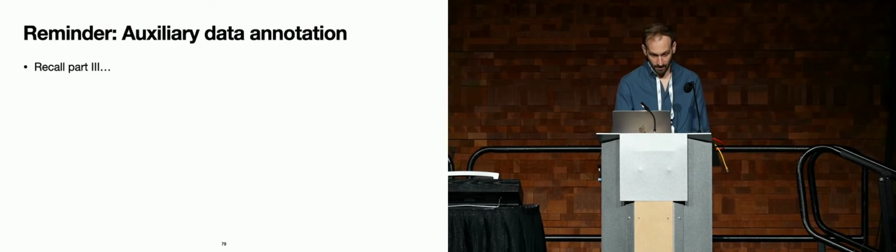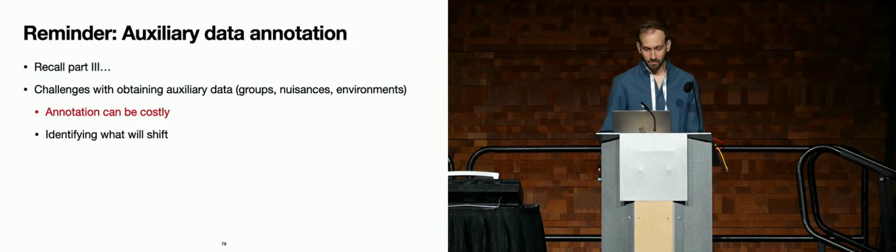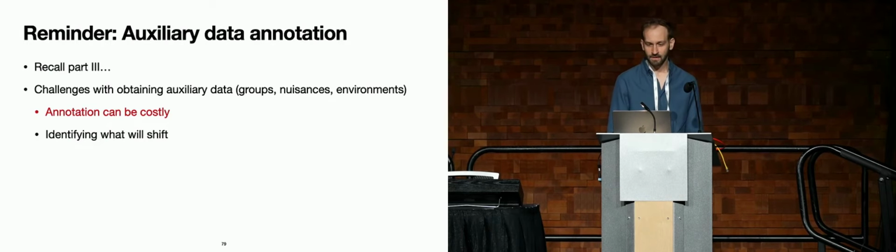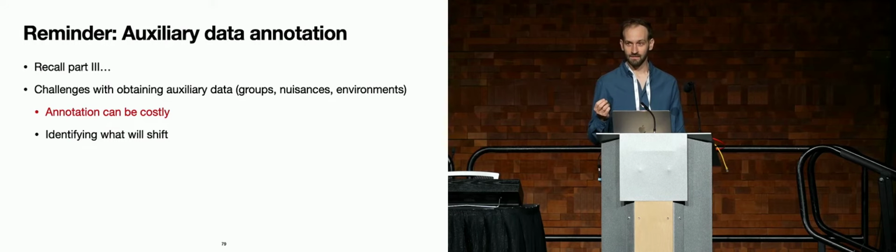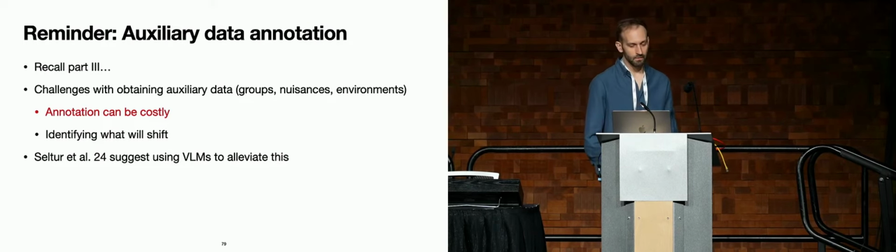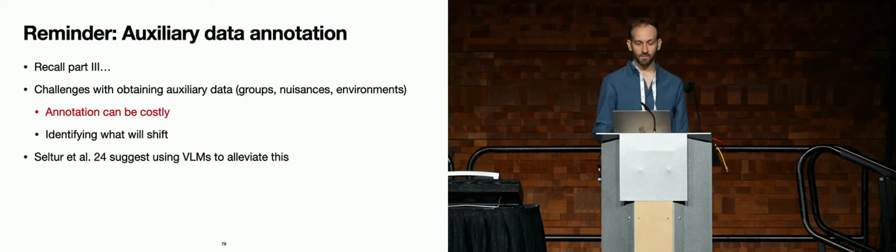So if we recall part 3, which is ancient history by now, I told you that there are two challenges with obtaining auxiliary data, like group annotations and environment annotations. The first challenge was that annotation can be costly, that it's very hard to get these labels and we need human labor for that. And in recent work at ICML, Sattler and collaborators suggest a very nice way forward: perhaps large models can provide an opportunity to obtain these annotations in a very cheap and easy way.